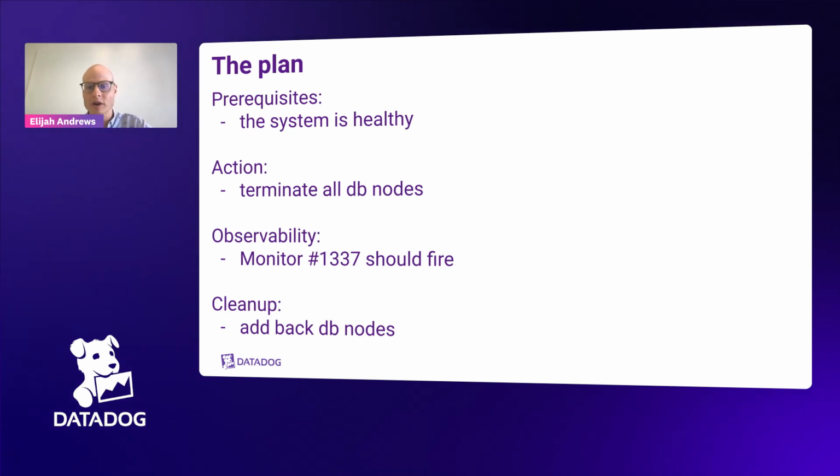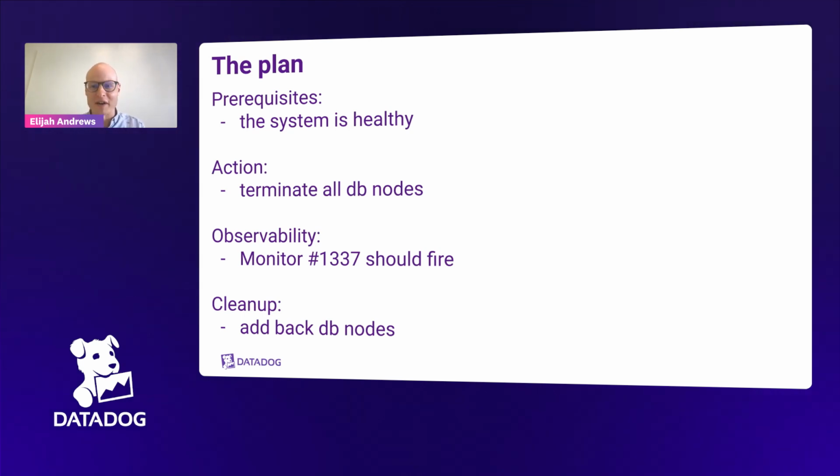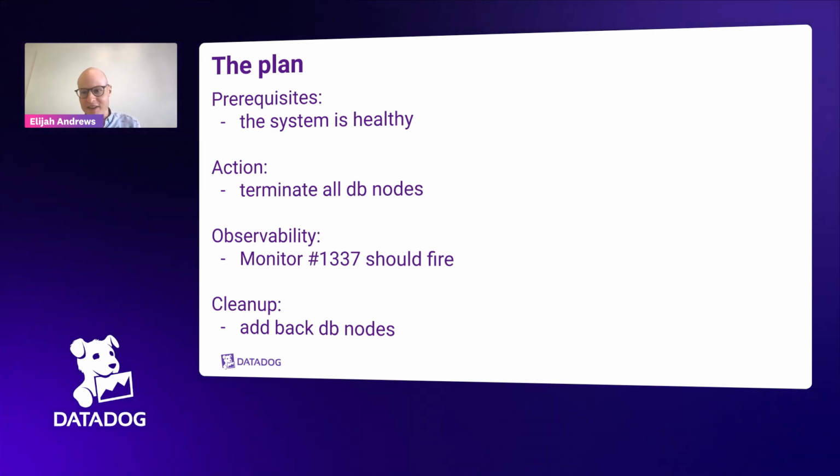All of our plans that we write start off with the prerequisites: the conditions that need to exist before you start your game day. And almost always, if not always, it says the system is healthy, right? There's no point running this experiment if your stuff's already on fire. You're not going to get any useful information. You're going to say, oh, it was broken before and now it's even more broken. That's not useful, right? So you always want your system to be healthy before you start.